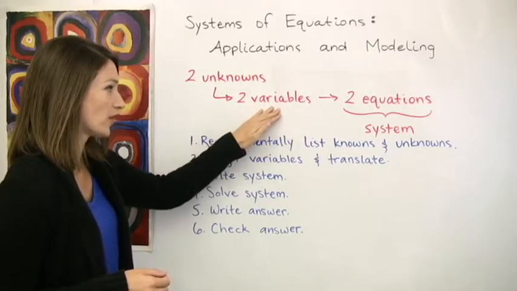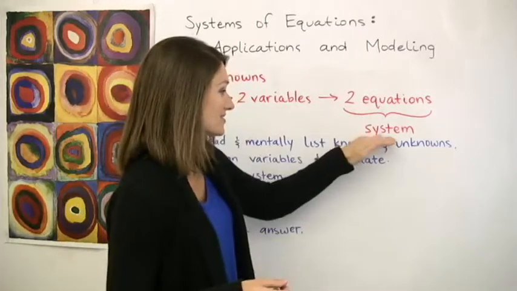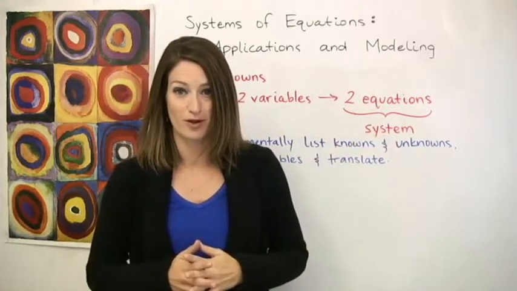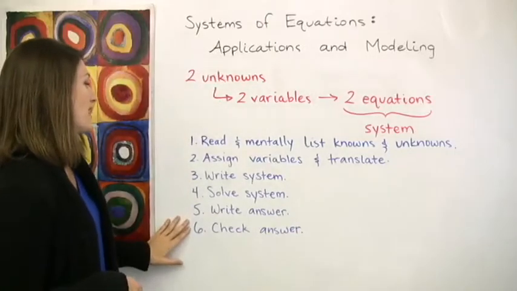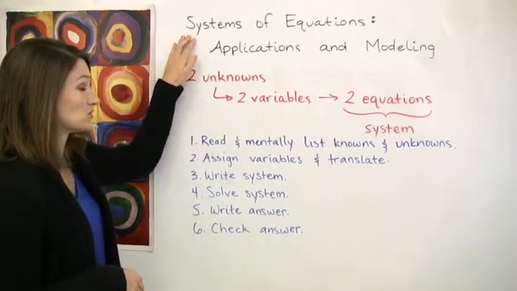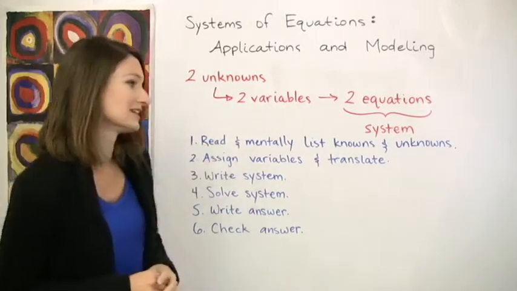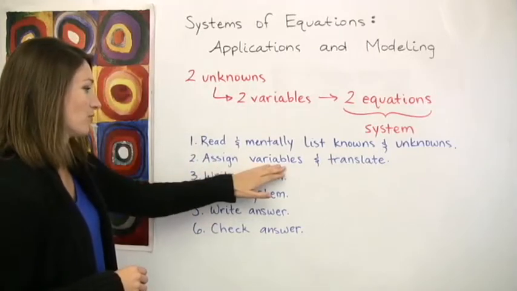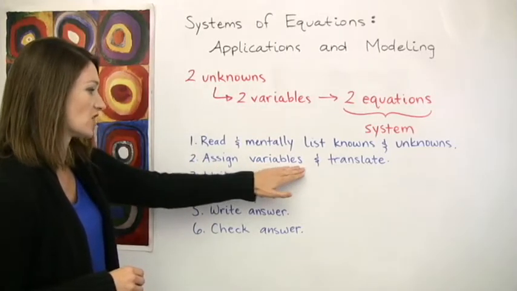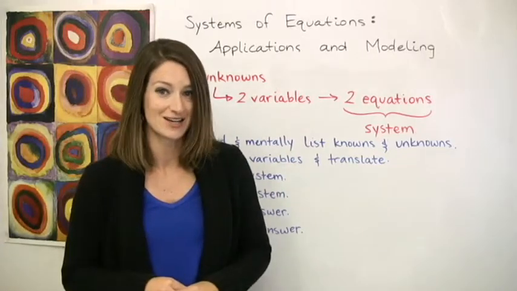And when you have two variables, we need to set up two equations that create a system in order to solve that problem. So to review, here's a blueprint for problem solving that represents problems that use systems of equations. So the first step is to read and mentally list knowns and unknowns. The second is to assign variables, and notice this is plural, so it's not just one variable, but one for each unknown that you need to find in your problem.